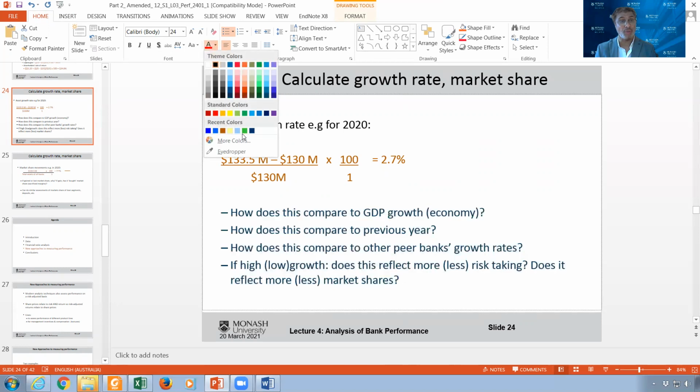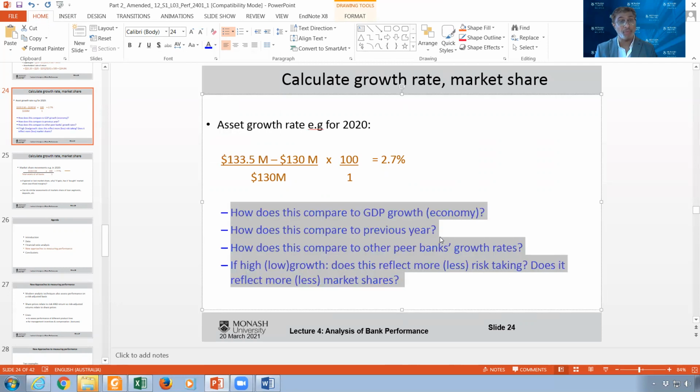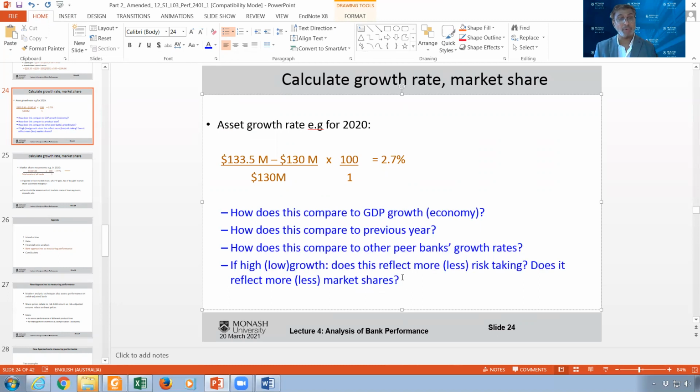Now, some questions I have to ask: how does this compare to the GDP growth of the economy? This is one of the questions that you may want to ask. How does this compare to the previous year? Is it the same or less? Less is not good. How does this compare to the other banks or the industry average? And if high or low growth, does this reflect more or less risk taking? Because sometimes I can grow high because I'm giving more loans, increasing my total assets, and those loans mostly will be toxic loans later on, or maybe bad loans. I'm just inflating my investments for nothing, increasing my assets for future risk.